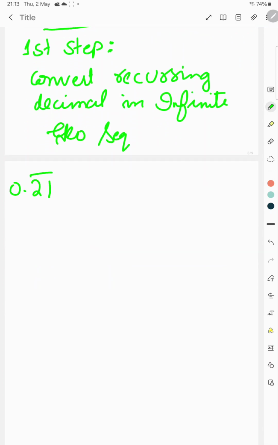So here, 0.21 bar. How will I write it? 0. As the bar shows that 21 comes in repetition, I will write 21, 21, 21 and so on. Okay. Now after that I will make the sequence. So how will I make the sequence for this?